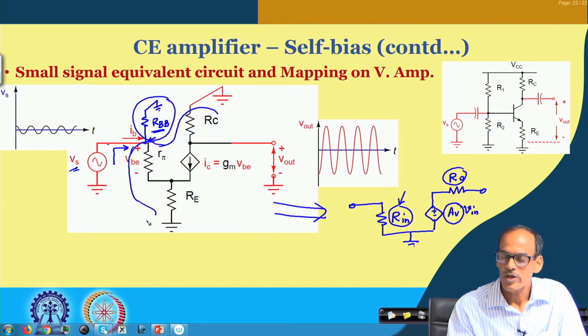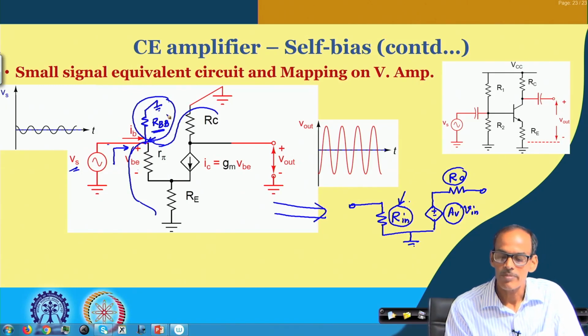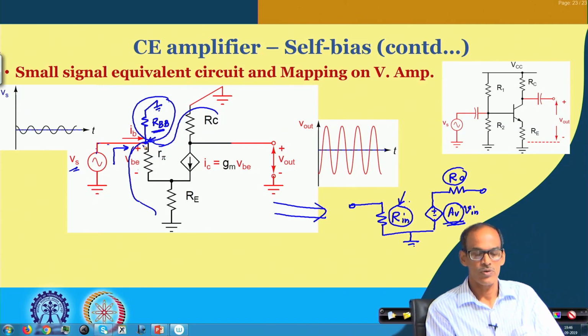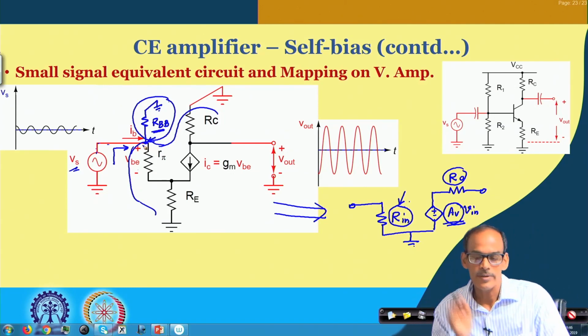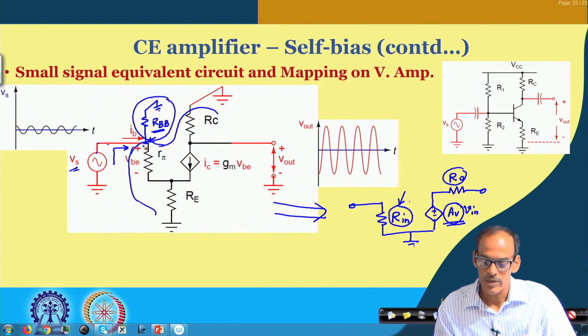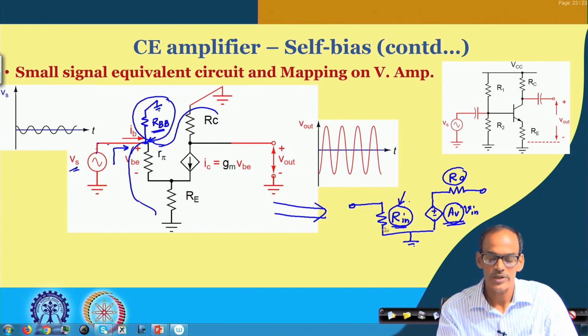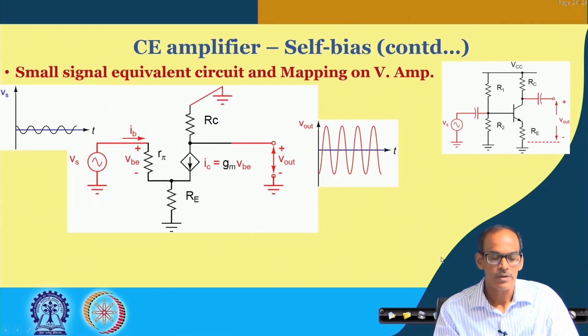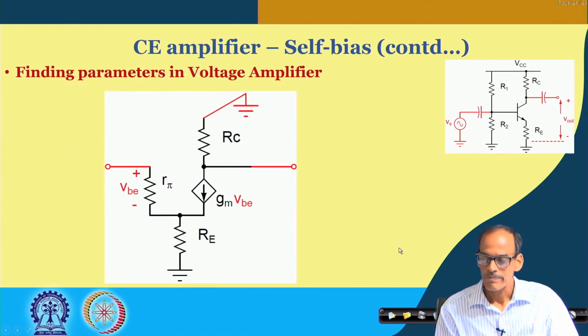So, while we will be talking about input resistance, we may consider this R_BB, but while deriving this voltage gain A_V, we have ignored it, because this voltage source is predominantly defining the voltage at the base node. So, let us find the expression of the input resistance of this circuit. I do have another slide for that. Yes.